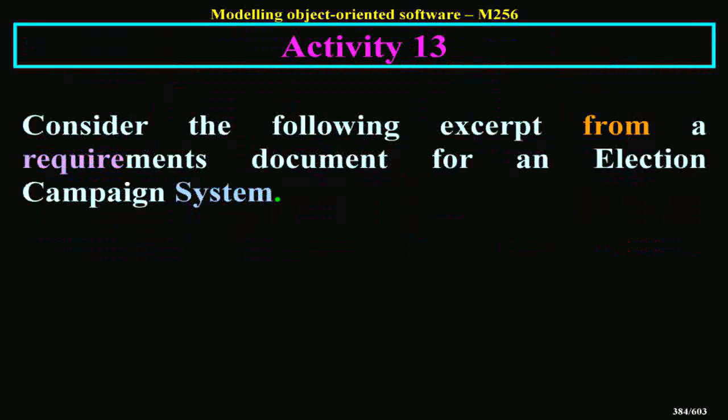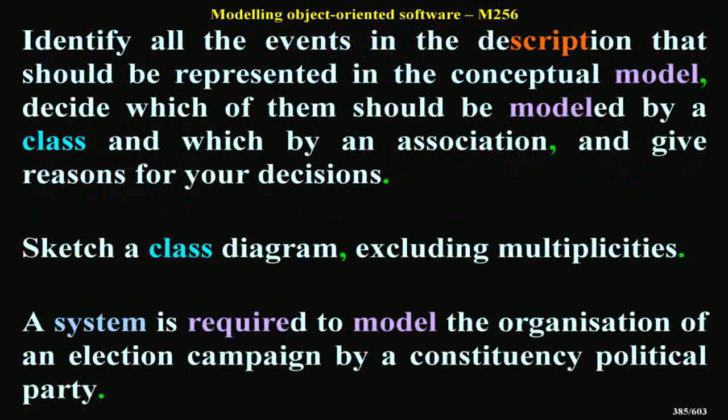Activity 13. Consider the following excerpt from a requirements document for an election campaign system. Identify all the events in the description that should be represented in the conceptual model. Decide which of them should be modeled by a class and which by an association, and give reasons for your decisions. Sketch a class diagram, excluding multiplicities.